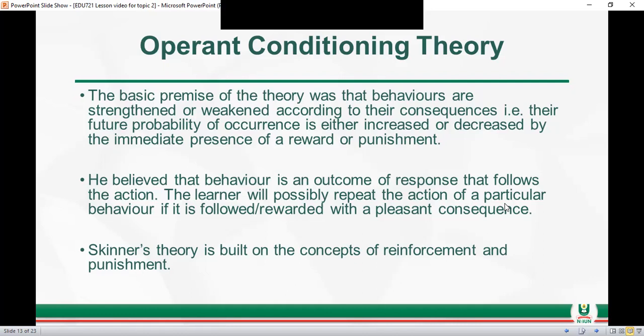His theory is built on the concept of reinforcement and punishment. We shall take a look at the two concepts in more detail, because that is the pillar upon which Skinner's theory is based. Reinforcement, especially the use of positive reinforcement. He does not believe in the use of corporal punishment. The punishment he means here is different.